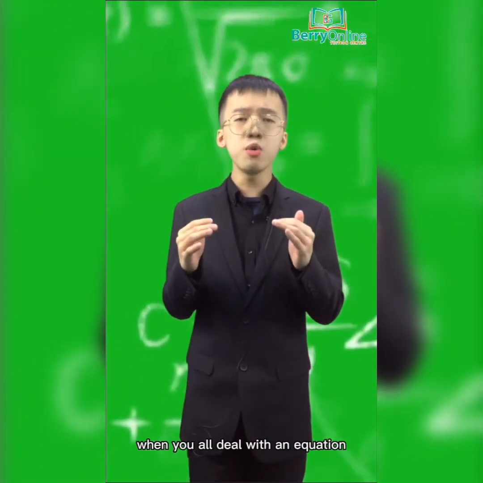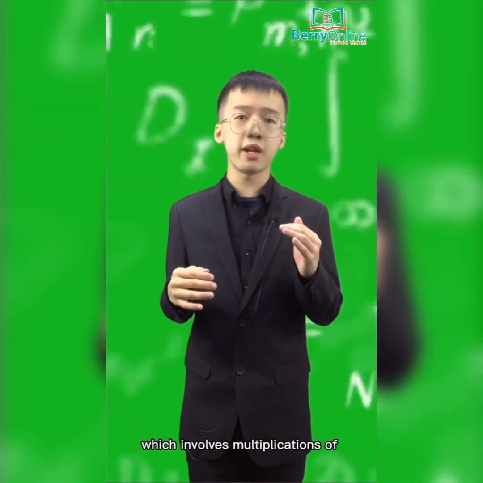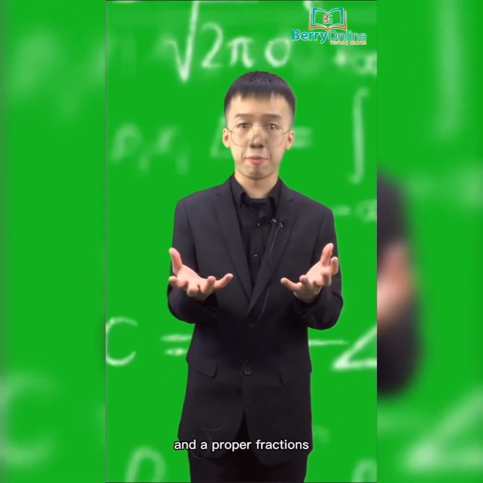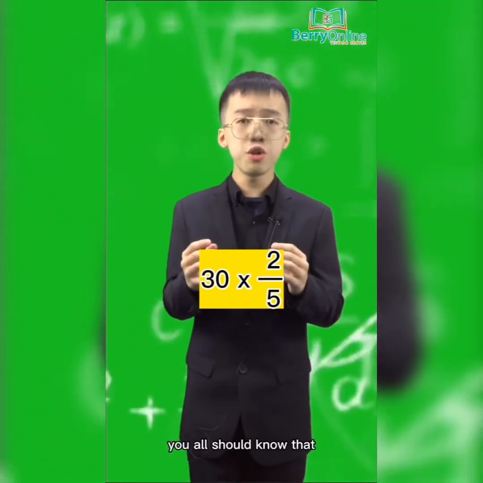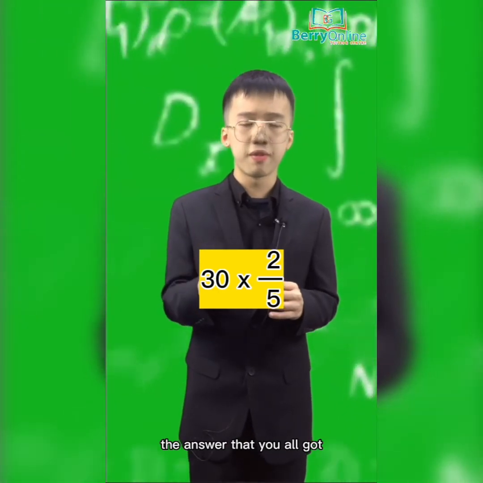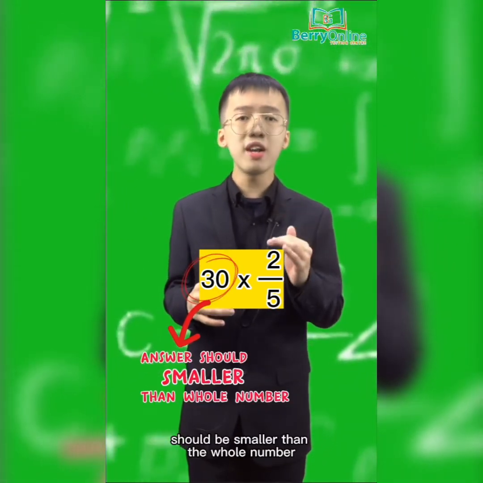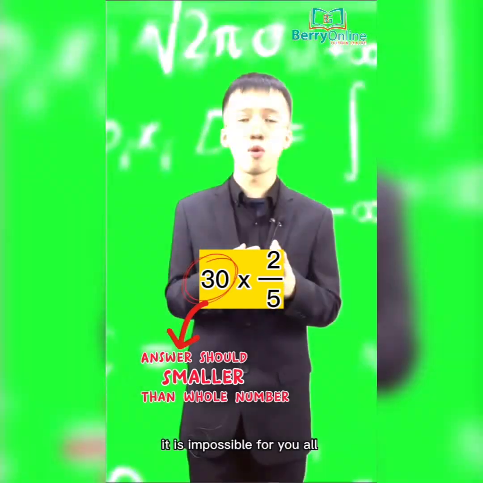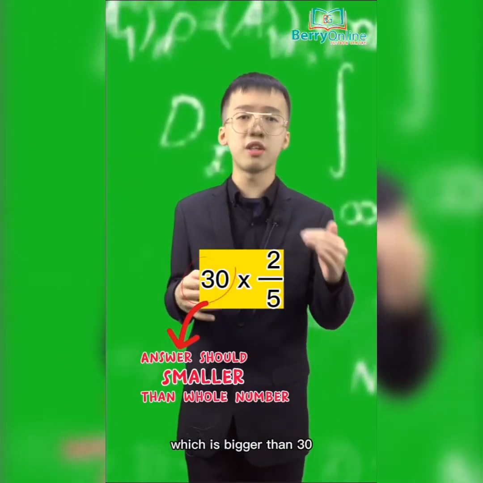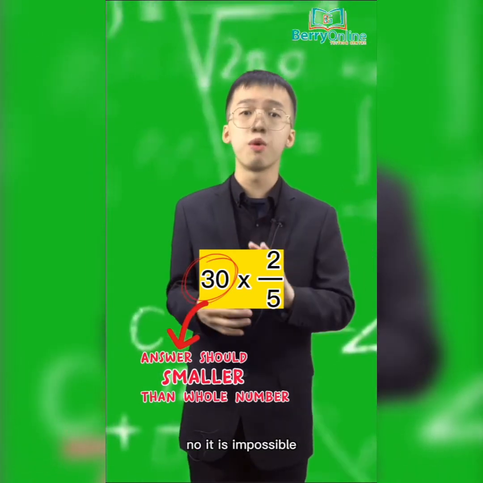Therefore, when you all deal with equations which involve multiplications of a whole number and a proper fraction, for example, 30 times with 2 over 5, you all should know that the answer you will get should be smaller than the whole number, which is 30. Which means that it is impossible for you all to get an answer which is bigger than 30. For example, 40, 50, 60. No, it is impossible.